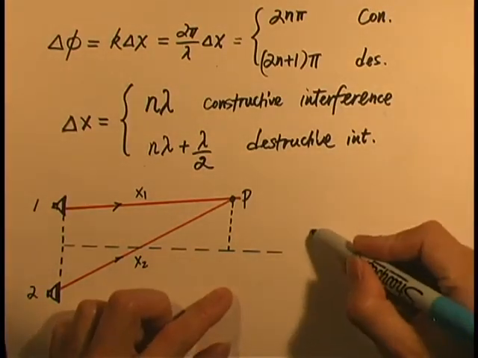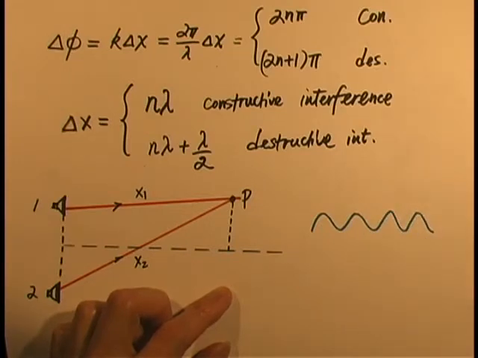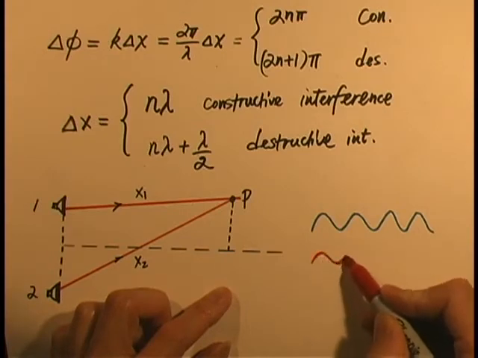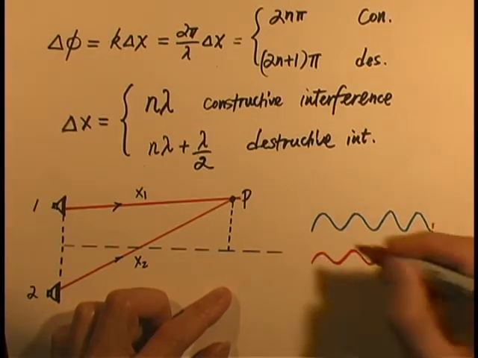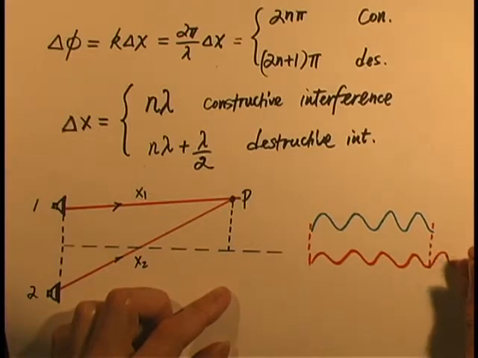Here is a first wave. Remember, they have the same wavelengths. And here is a second wave. Let's use red. If they both travel this distance, then when they arrive at that location, they'll have exactly the same phase. Now imagine the next wave travels further by a whole wavelength.